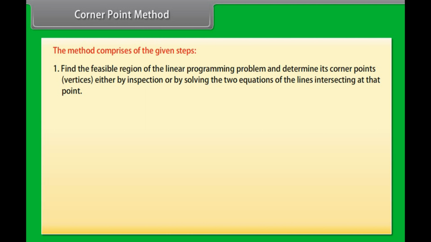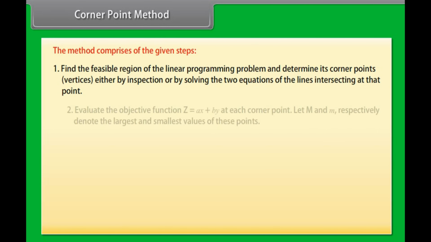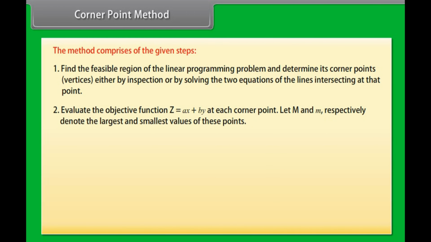1. Find the feasible region of the linear programming problem and determine its corner points (vertices) either by inspection or by solving the two equations of the lines intersecting at that point. 2. Evaluate the objective function z = ax + by at each corner point.